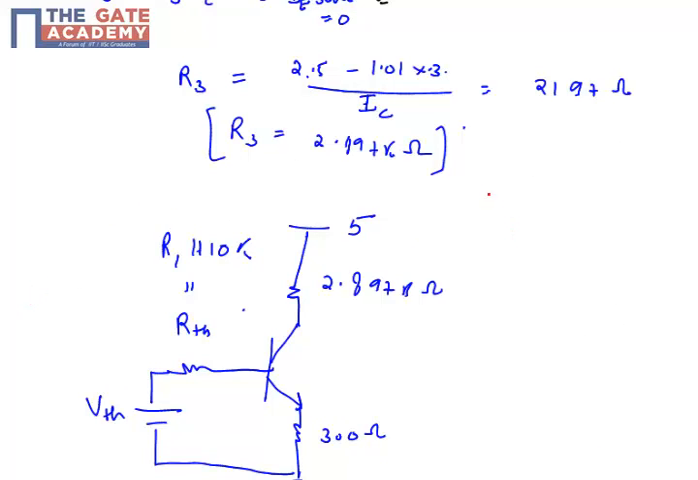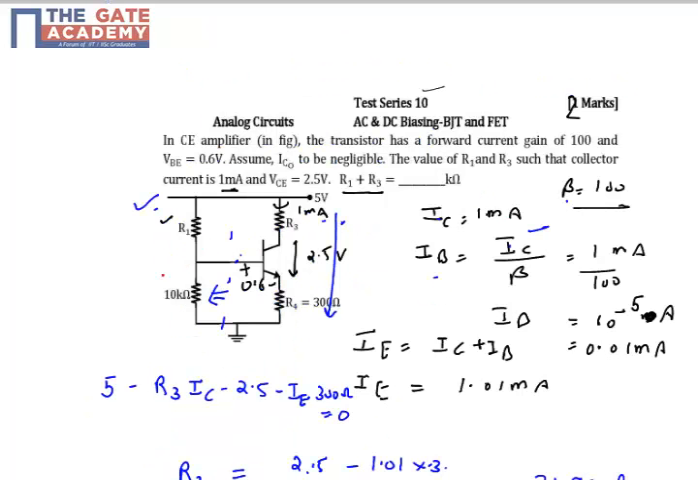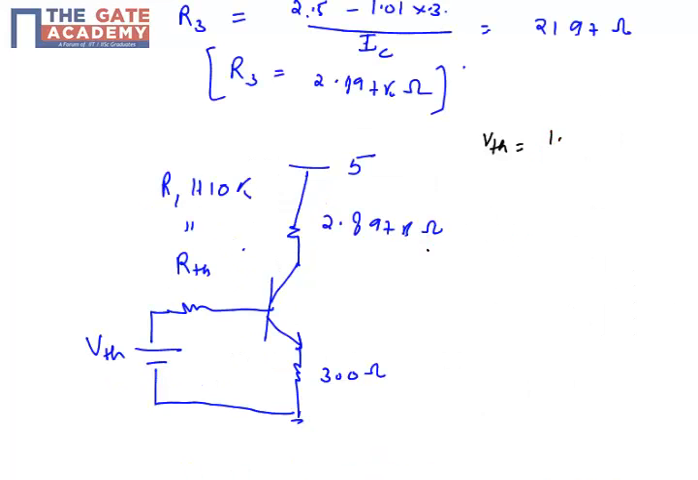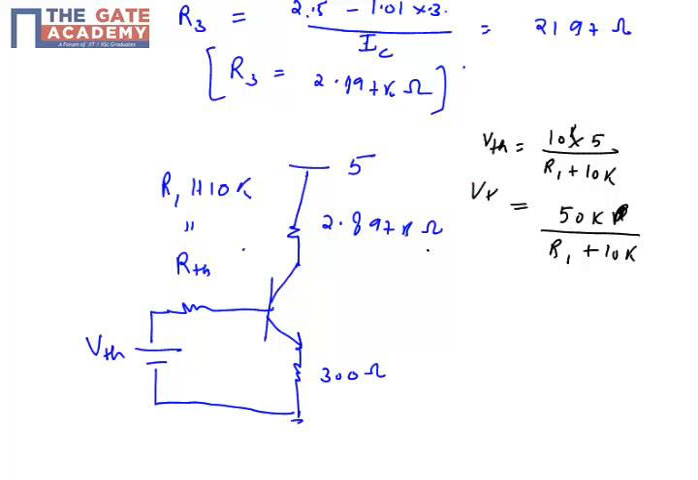VTH we can calculate as 10k times 5 upon R1 plus 10k. That is, 50k upon R1 plus 10k. This will be my VTH. Put the value of VTH. RTH is R1 parallel 10k, and the base to emitter voltage is 0.7.